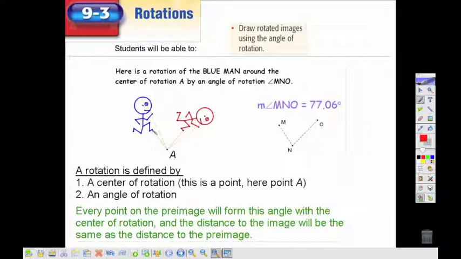So notice if I connect his foot to A and then to his other foot, these are the same distance and that the angle formed is 77 degrees, which is what makes this rotation of 77 degrees because it's moving 77 degrees in that direction.